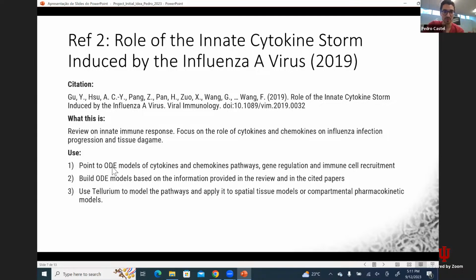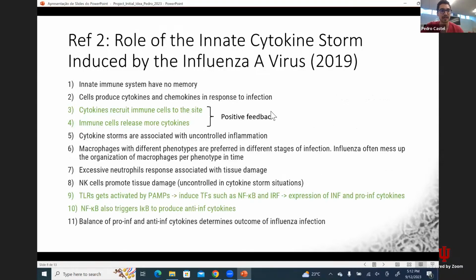So they point to ODE models of cytokines, which is of main interest for me. So I will certainly use this reference to find ODE models. And I will probably use the information provided in this reference to build my own models. And then use Tellurium probably to model the pathways and maybe apply it to spatial tissues or compartmental pharmacokinetic models. So I highlighted the main topics, for me, and I think for you too. So the most interesting things on this review.